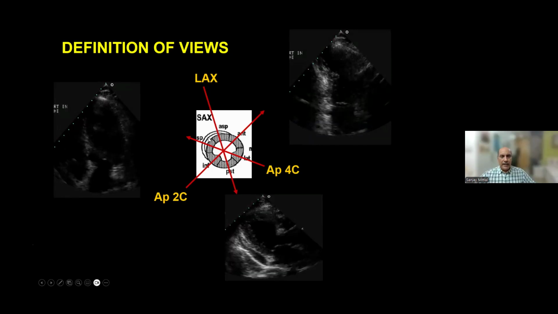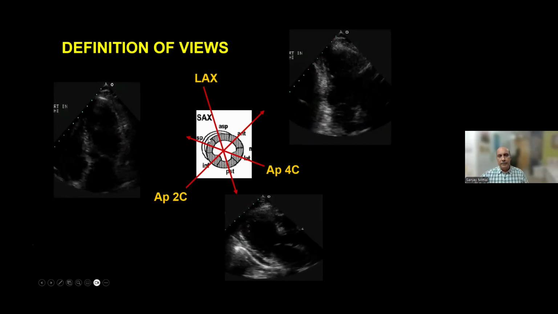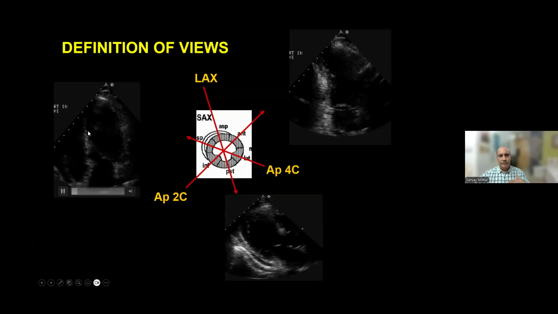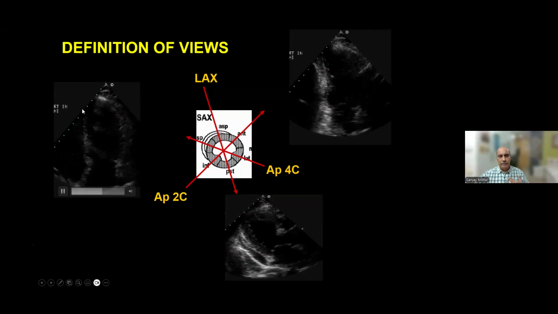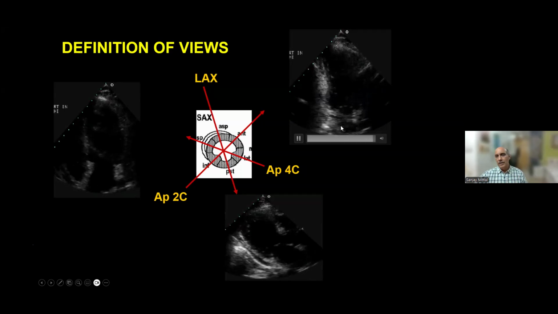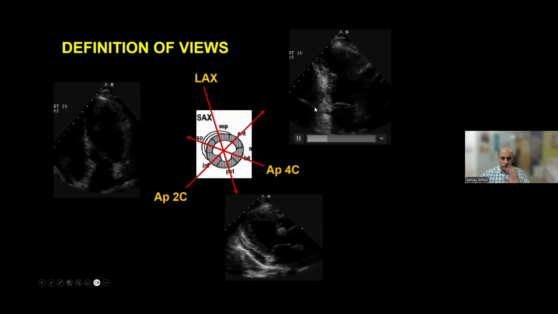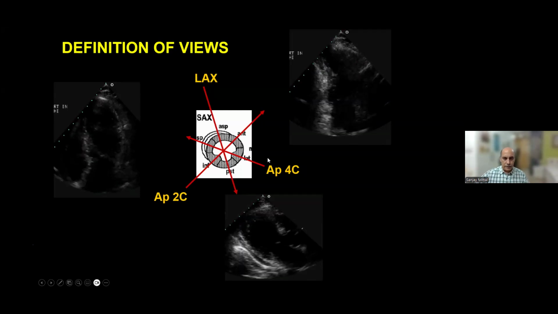So if we look at the three bread and butter views, the parasternal long axis view looks at the anterior septum and the posterior wall of the left ventricle. The four chamber view looks at the septum and the lateral wall. And the two chamber view looks at the inferior wall and the anterior wall of the left ventricle. So this is the important description.